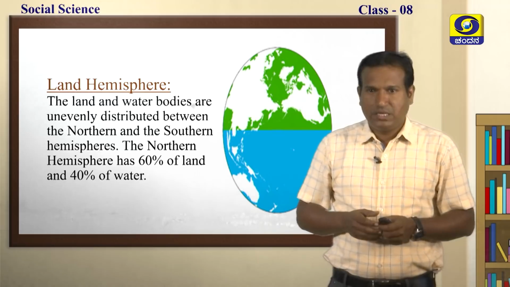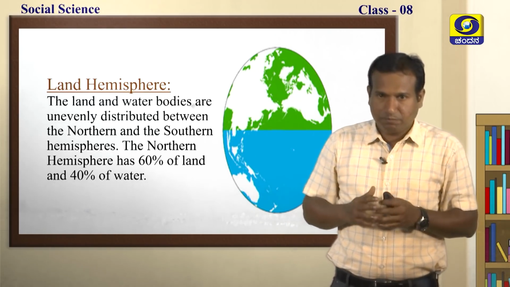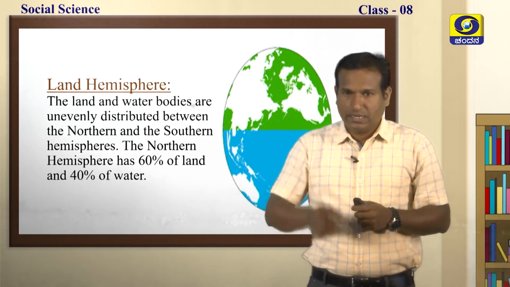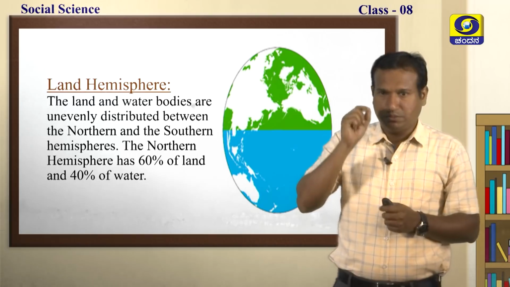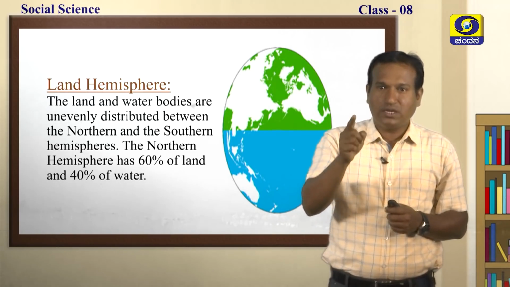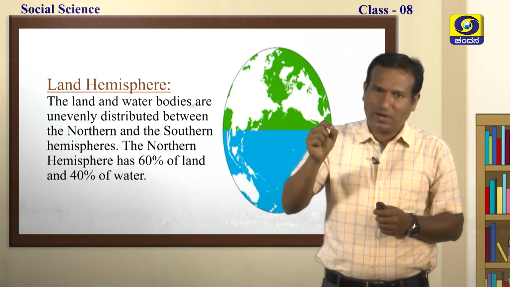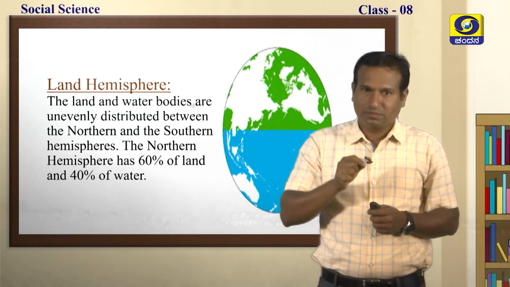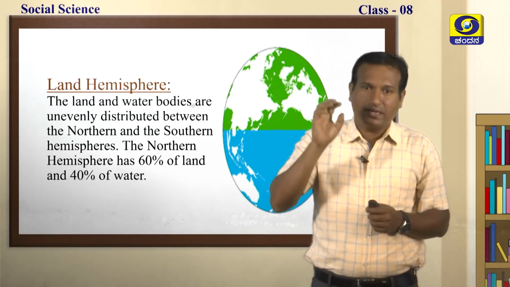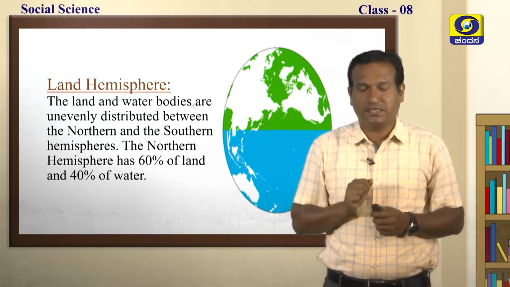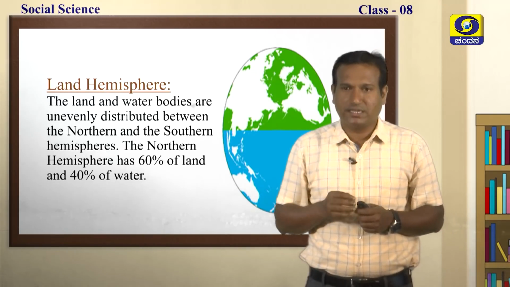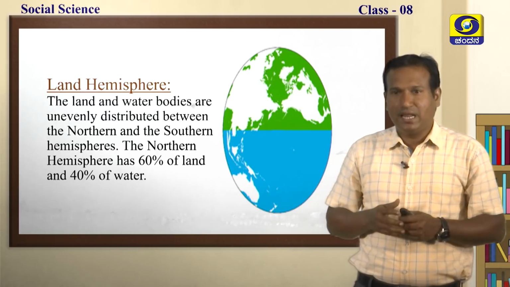Now, for our understanding, we will divide the earth into the northern hemisphere and the southern hemisphere. The northern hemisphere we call the land hemisphere, and the southern hemisphere we call the water hemisphere. Why is the northern hemisphere called the land hemisphere? Because the northern hemisphere is covered by 60% land and just 40% water bodies. That is why the northern hemisphere is called the land hemisphere.